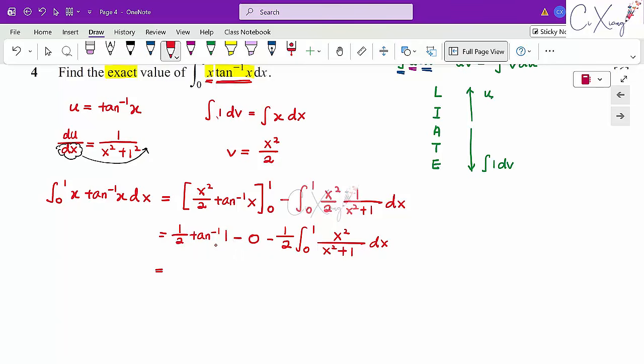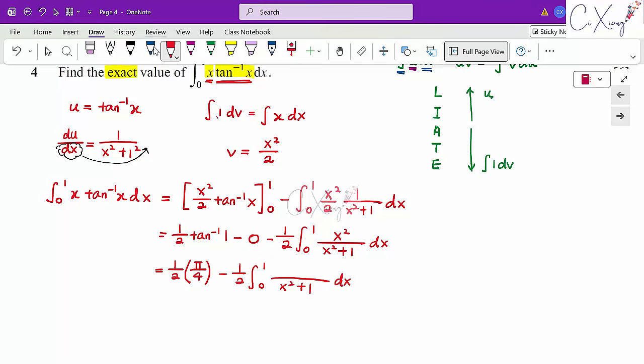Tangent inverse 1 will give you 45 degrees. But in all the integration and differentiation, you cannot keep your answer in degrees. So 45 degrees has to become radians, which is pi over 4. Okay, so for this part, I am lazy to apply long division. I just want to rewrite my equation a little bit so that I will have x squared plus 1 in my numerator.